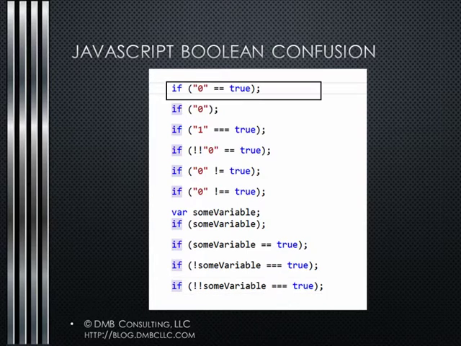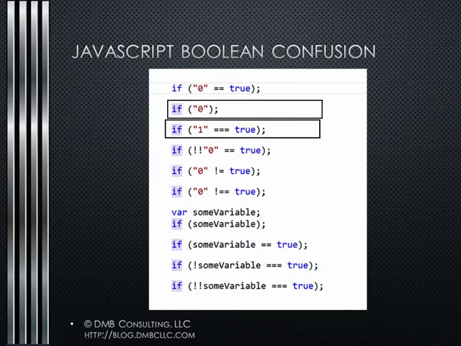So let's start with the first one. If string "0" double equals true. This resolves to false. Why? Because both sides of the equal are converted to numerics and then evaluated. This gives us 0 double equals 1, which is in fact false. However, if string "0" is true, this is because there's no conversion needed. Any string is truthy.